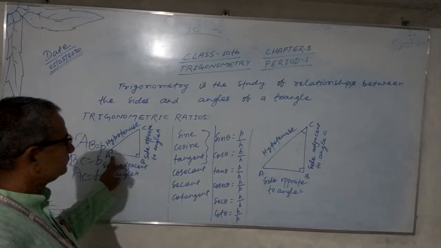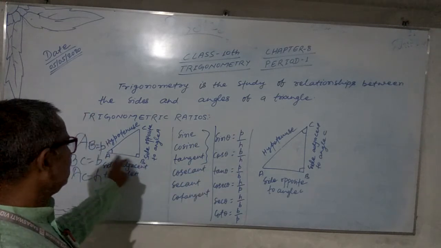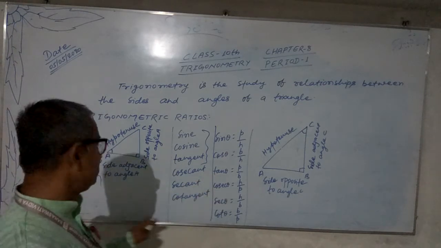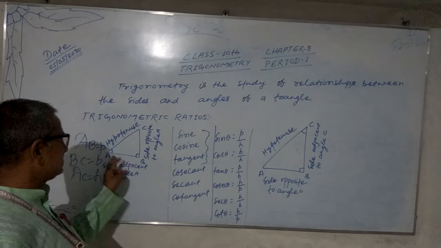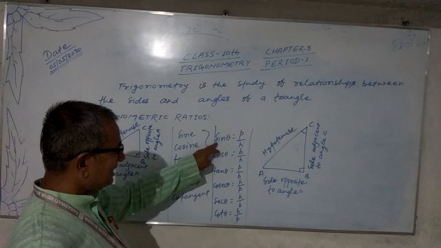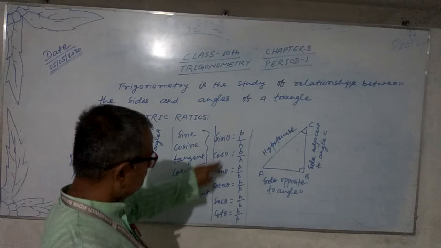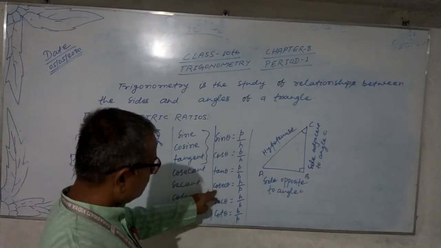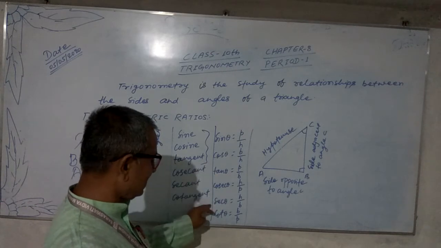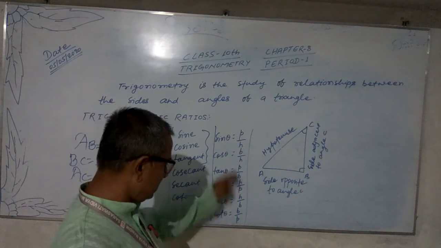For cos theta, B by H, that is AB by AC, and tan theta is equal to P by B, that is BC by AB. And cosec theta, these are the derivatives, the inverses: cosec theta is H by P, sec theta is H by B, and cot theta is B by P.